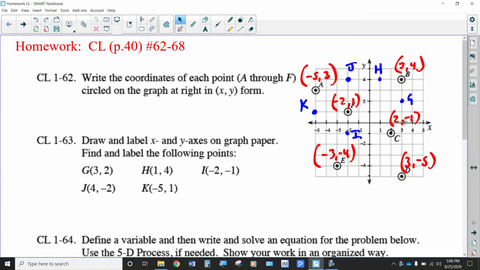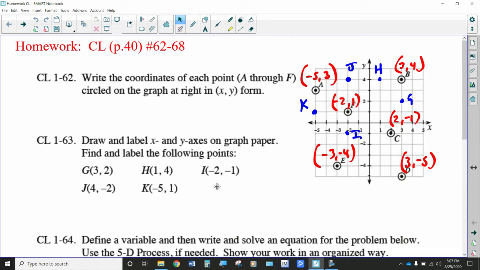Remember, everything to the right of the origin on the x-axis, the x values are going to be positive. Everything to the left of the origin on the x-axis, all the x values will be negatives. Everything above the origin on the y-axis will have positive values for y. So you've got B, all three of those have positive values for y. And below the origin on the y-axis, all the y values would be negatives. And that's supposed to be a -5 there.